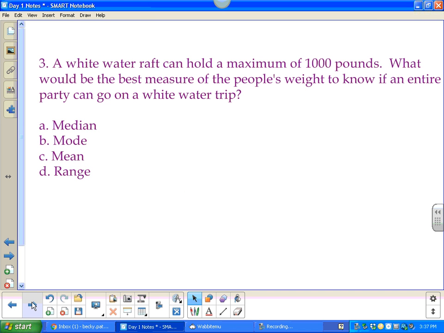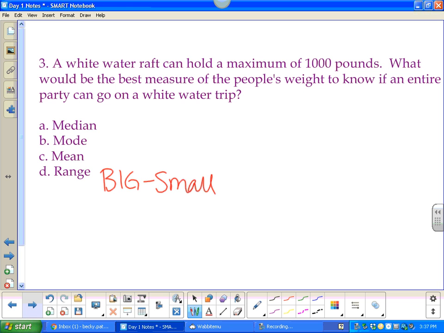A whitewater raft can hold a maximum of 1,000 pounds. What would be the best measure of the people's weight to know if an entire party can go on a whitewater trip? So the median would be the middle weight. That's not going to let me know if I can have everybody go. The mode is the one that happens the most. The mean is the average. The range is just your biggest person minus your smallest person. But if I have 1,000 pounds, I really want to know the average weight of everyone, because then I'll be able to tell based on how many people I have if I'm under 1,000 pounds or not. So we're going to go with mean.